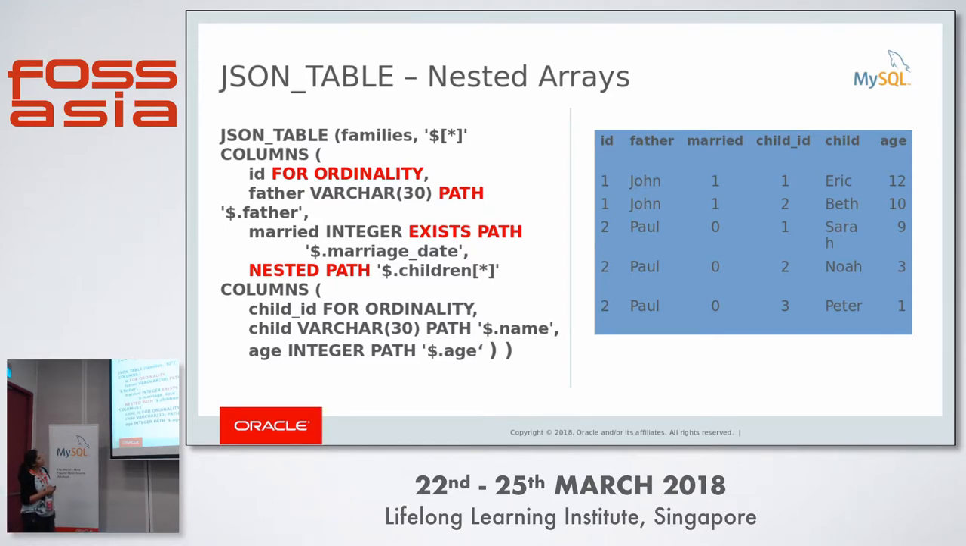Then inside that, I have a nested path of children's data. So inside this data, I'm looking at children's data. And from the children's data, I'm going to create three columns: the child ID, again for ordinality, then child, that's the name, and then the age. So you'll get this relational data, which is human readable, and can be used to do aggregations, and so on and so forth.